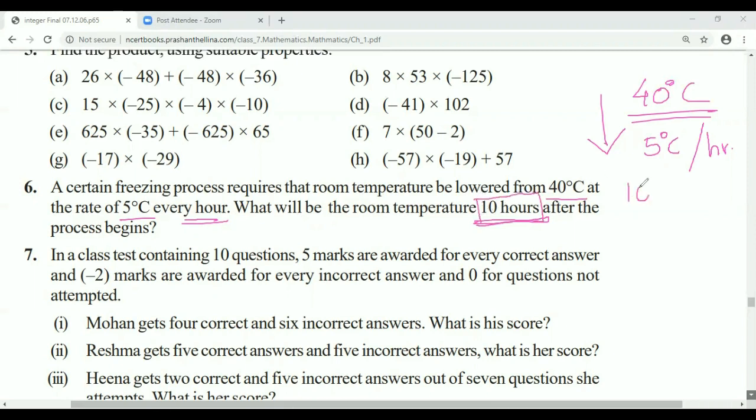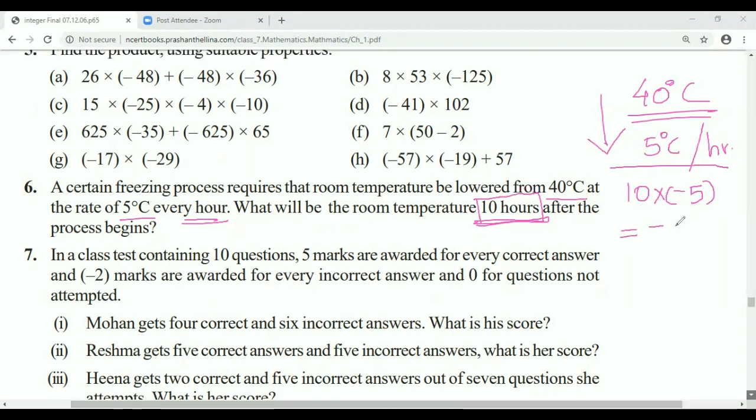So 10 hours we are continuing this process to decrease the room temperature at 5 degrees Celsius per hour. So 5 degrees Celsius is decreasing, so we can represent this 5 degrees Celsius as negative 5. So negative 5 into 10. We can write this as 10 into negative 5. So after 10 hours, the room temperature to be decreased is 10 into negative 5.